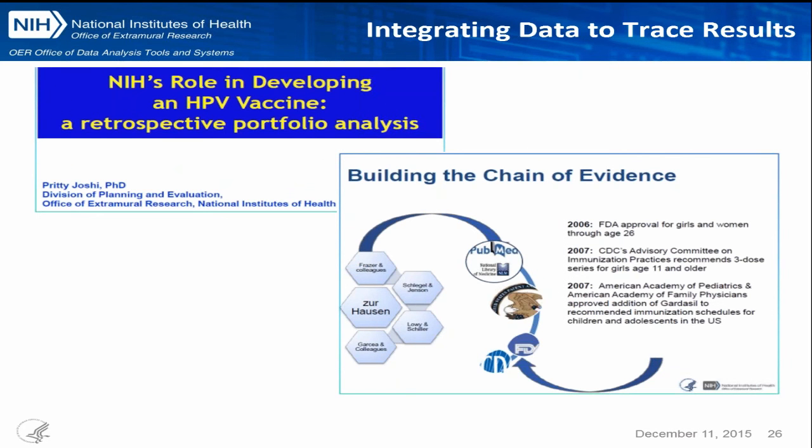And that will help us do studies like this one, which a component of the Office of Extramural Research did to build the chain of evidence for NIH's role in the development of a vaccine for human papillomavirus, which took hundreds of hours to develop by manually searching Web of Science and our administrative databases and other databases. What we want to do is integrate these data to facilitate these kinds of studies on the chain of evidence.